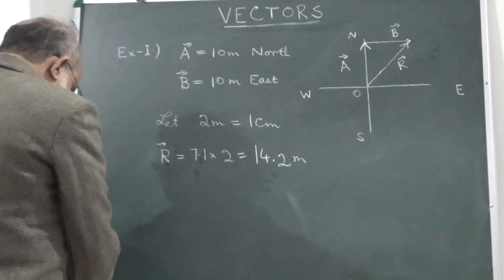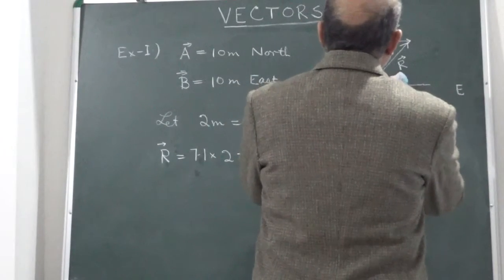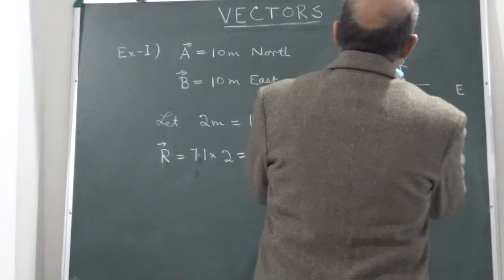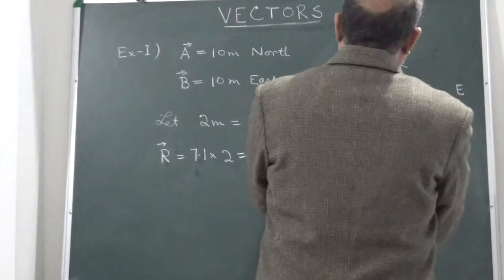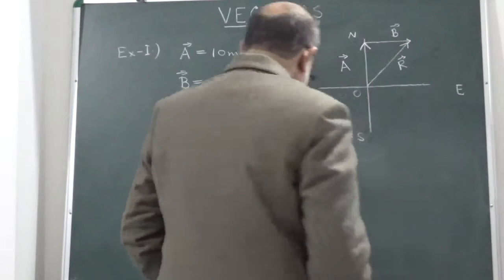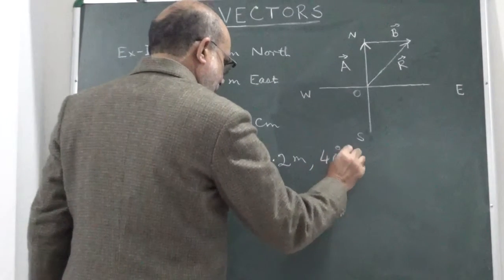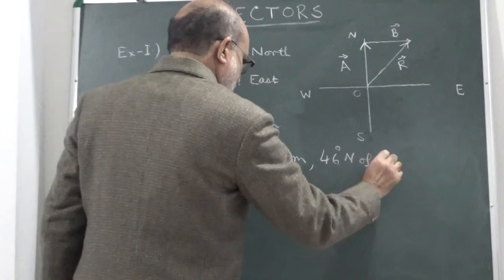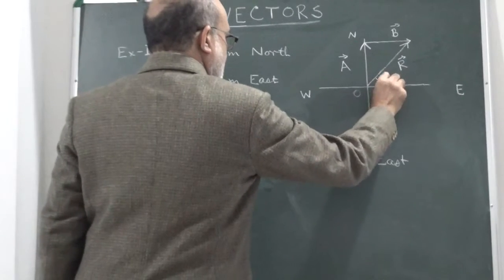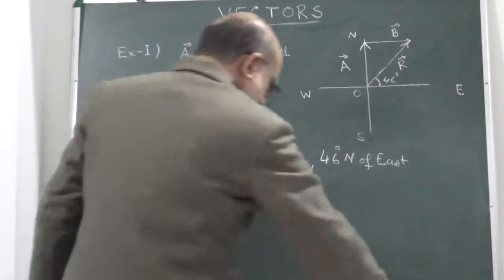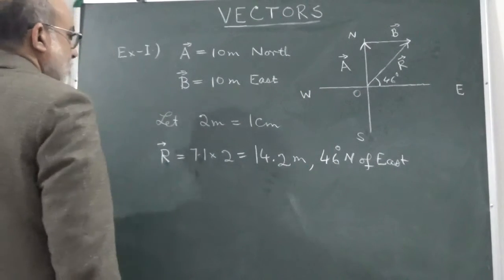And the direction can be calculated by protractor, and this direction is about 45 or 46 degree. It's about 46 degree north of east. So in this way we have added vectors geometrically. Very good.